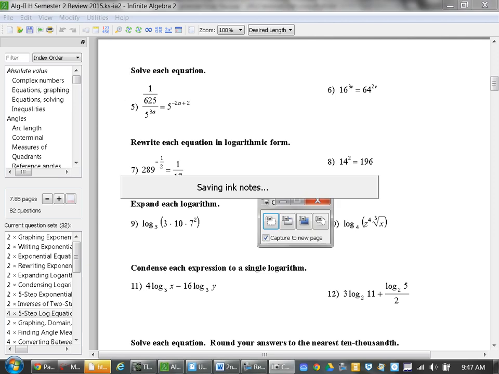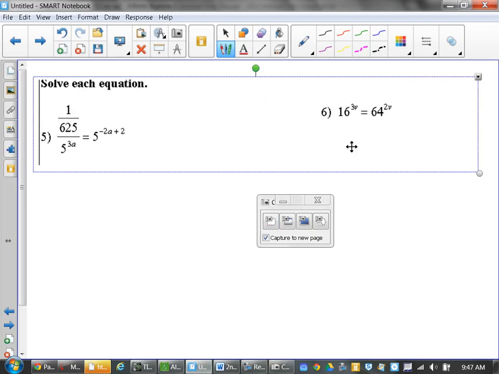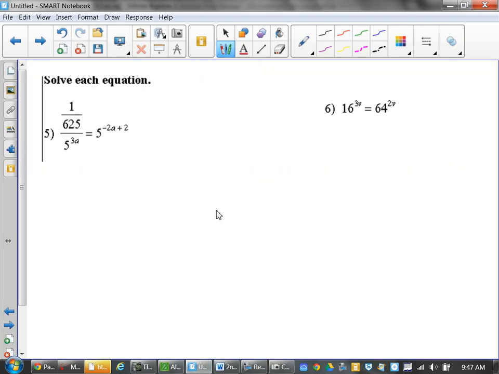In order to solve these equations, either one of them, it's forcing you to set them up to have the same base. So in 16, it's going to get you to a base 2. 16 is 2 to the 4th times 3x is 2 to the 6th times 2x. Do they have the same bases? Yeah. What happened to the exponents?